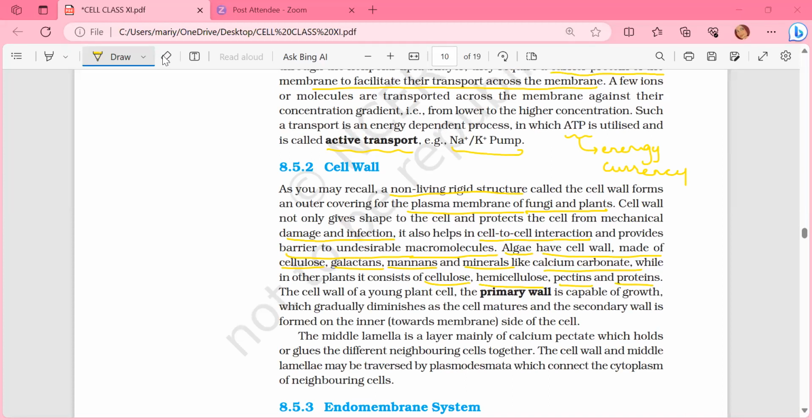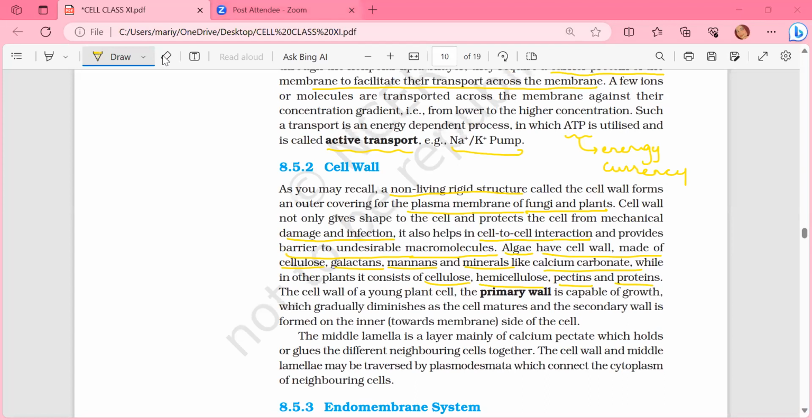What is the cell wall of fungi made up of? Can anybody answer? Anyone? Siddhika, Martin, Alia, can anybody answer me? Quickly. Does anybody know? Even if you don't know, you can say, ma'am, we don't know. I don't know, ma'am.